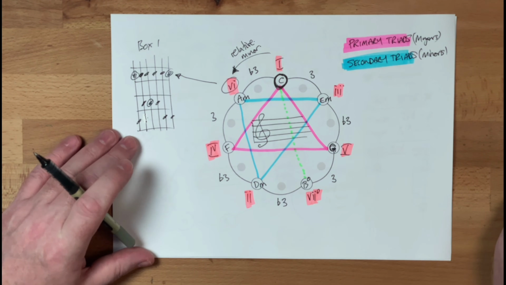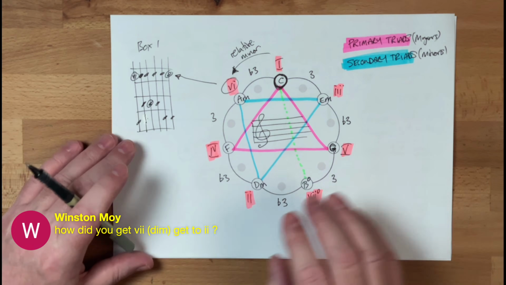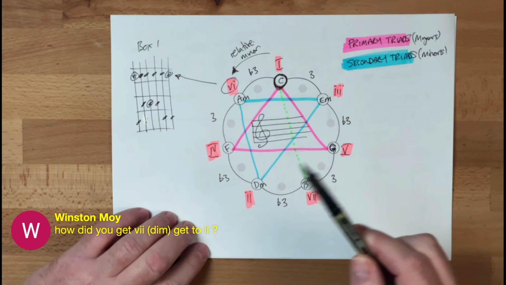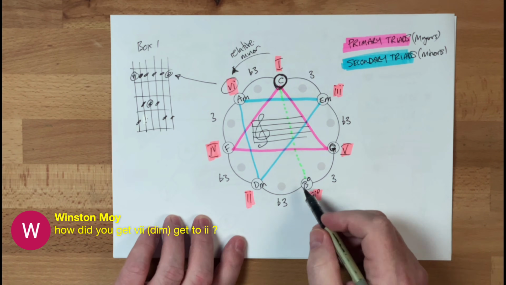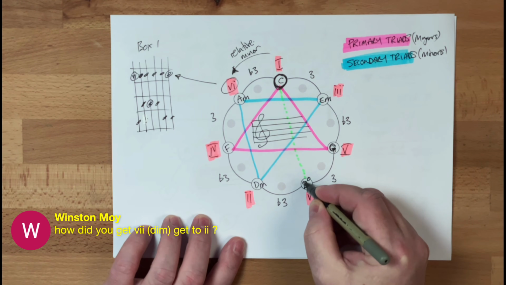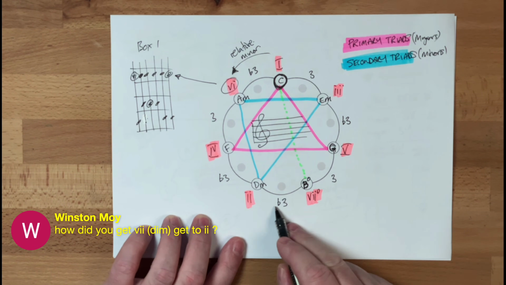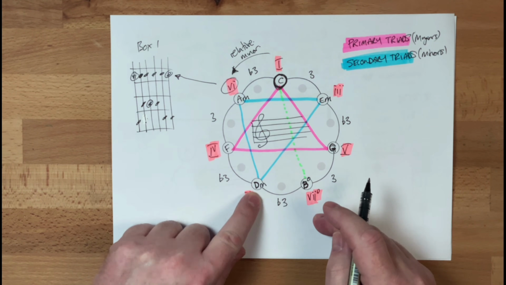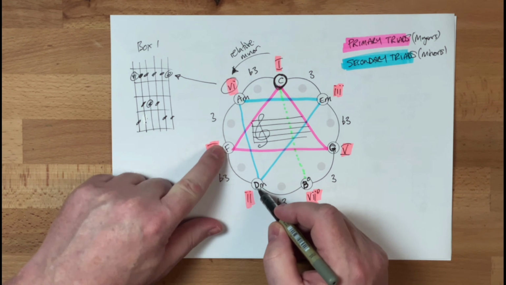Winston said, how do you get 7 diminished to get to 2? The diminished. Right, well, look, here's the thing. If we just go from a notes perspective, look, there's the B. If we go up a minor third, we get to a D. Yeah? So we go up a minor third, and then we go up to the F.